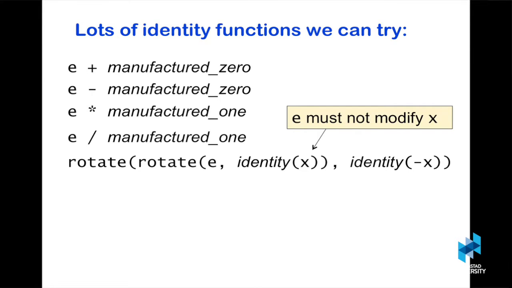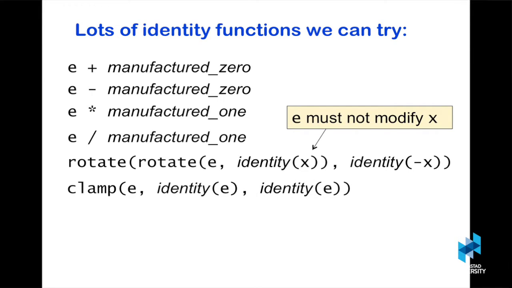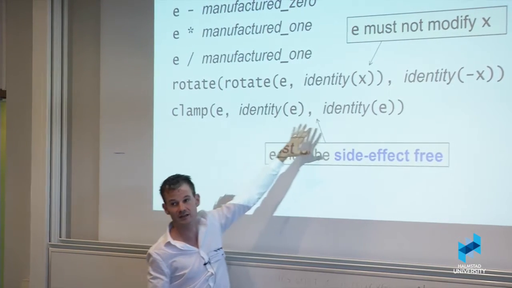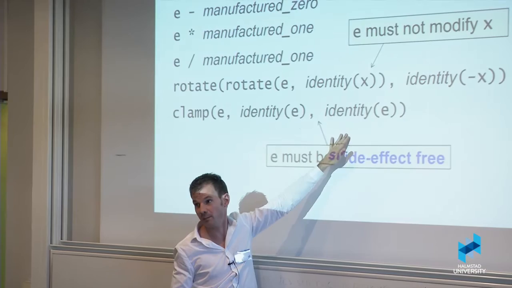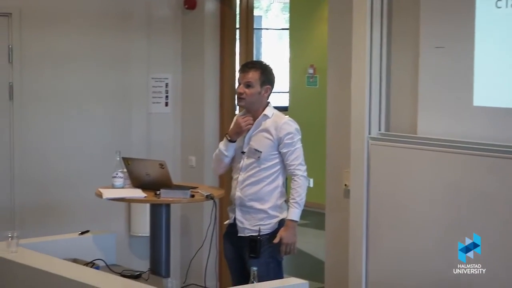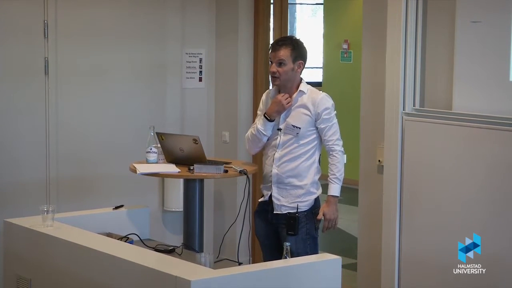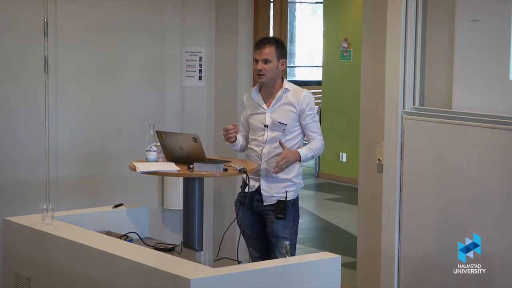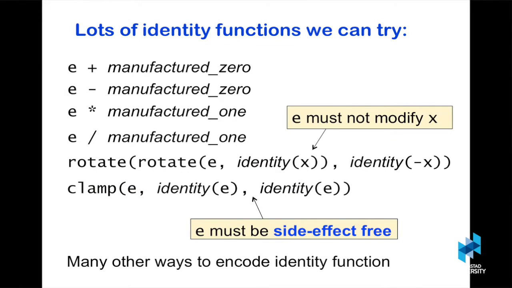Okay, and you've got to be a bit careful. For example, with the clamp intrinsic in OpenCL, you could say, I want you to clamp E into the range E to E, i.e. leave E alone, right? And you could then apply an identity function to each of the E's to make this quite difficult for the compiler. This is fine as long as E is side effect free. We're going to evaluate E 3 times instead of once, so E needs to be side effect free for this to work. So you have to be a bit careful, but you can have a lot of fun dreaming up these semantics preserving transformations.